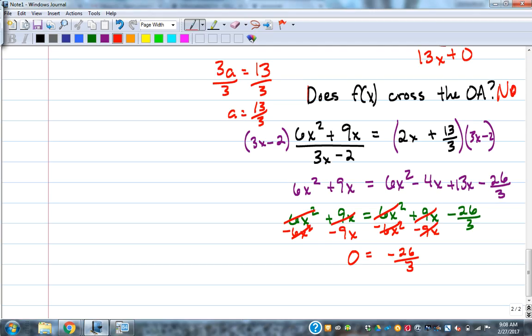All right, so we were solving this. Turned out all the x's canceled out. 0 does not equal negative 26 over 3. So the answer to that, does it cross? No. That's the verification that it does or does not.